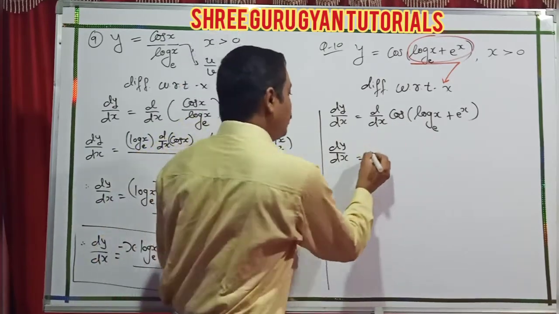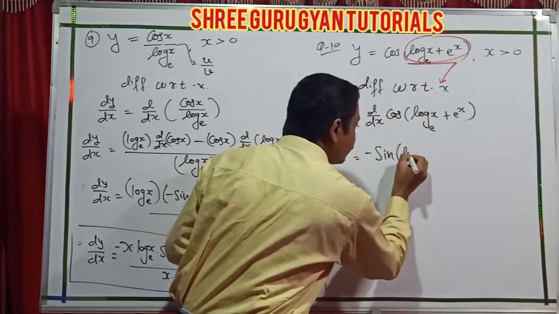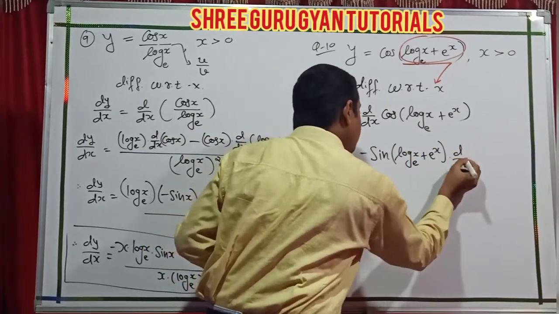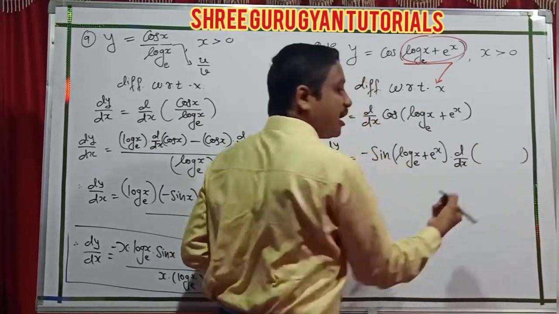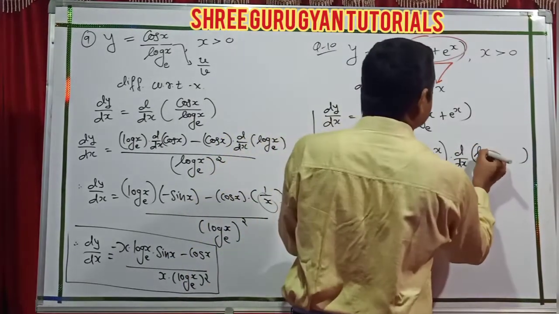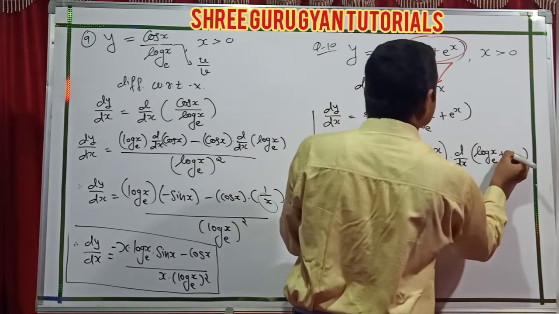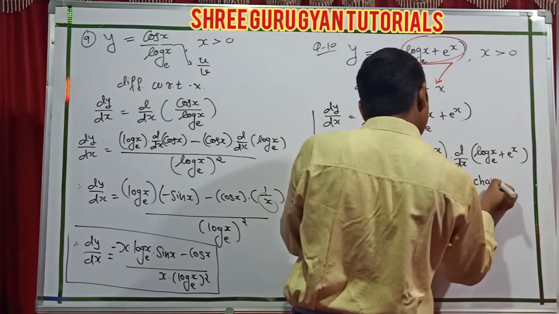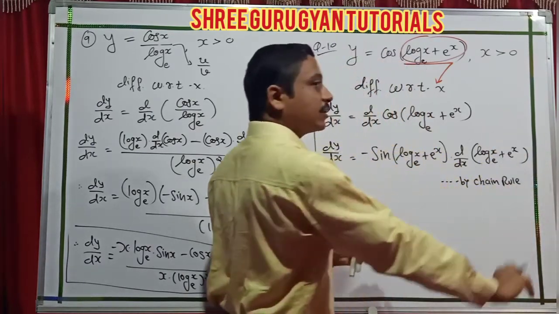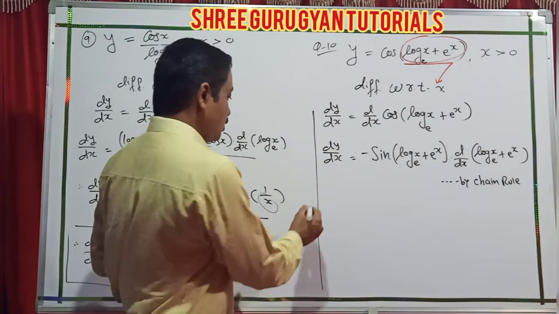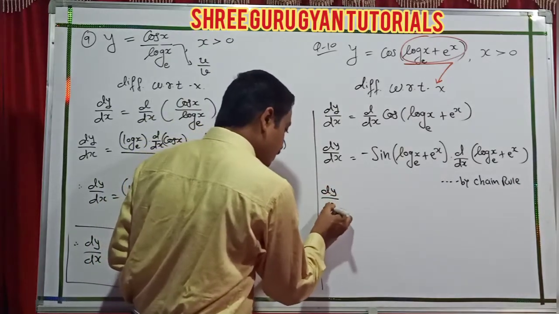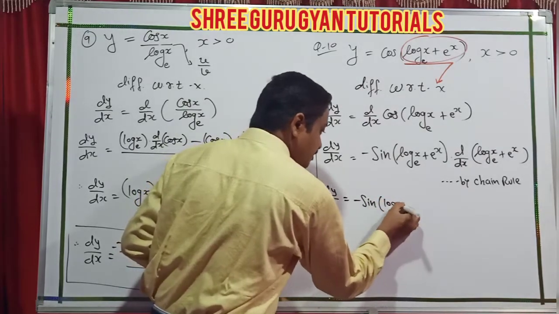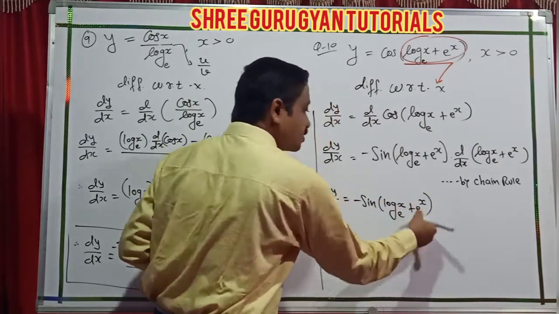What is the cos derivative? Minus sine, that same, and the internal function d dx of this, log x base e plus e raised to x, by chain rule. Here our chain rule, students. So dy by dx is minus sine of log x base e plus e raised to x.